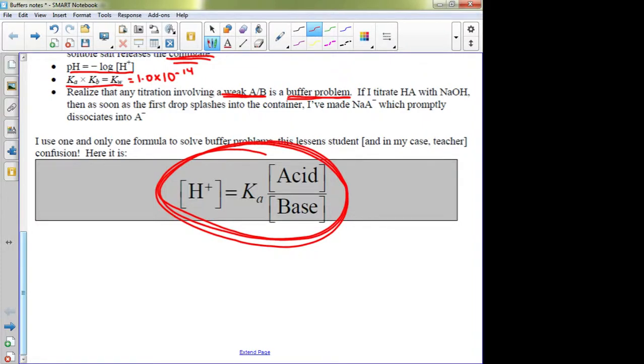The concentration of H positive is equal to the Ka of the acid times the concentration of the acid divided by the concentration of the base. Seems easy enough, right? Okay. Why do I need the concentration of hydrogen? That's the only way I can know the what? pH. Okay. And most of these problems are going to be asking you to find pH.